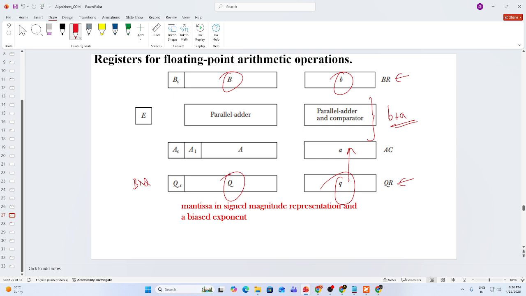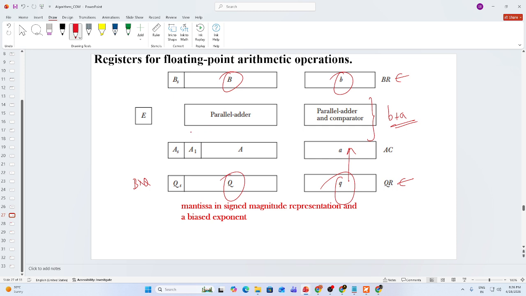So from input Q, the exponent I need to transfer to A first, then only I can add with this parallel adder. That is the reason why first we transfer Q to A, okay. Also see this, the same, this the A1, similarly this also, right?